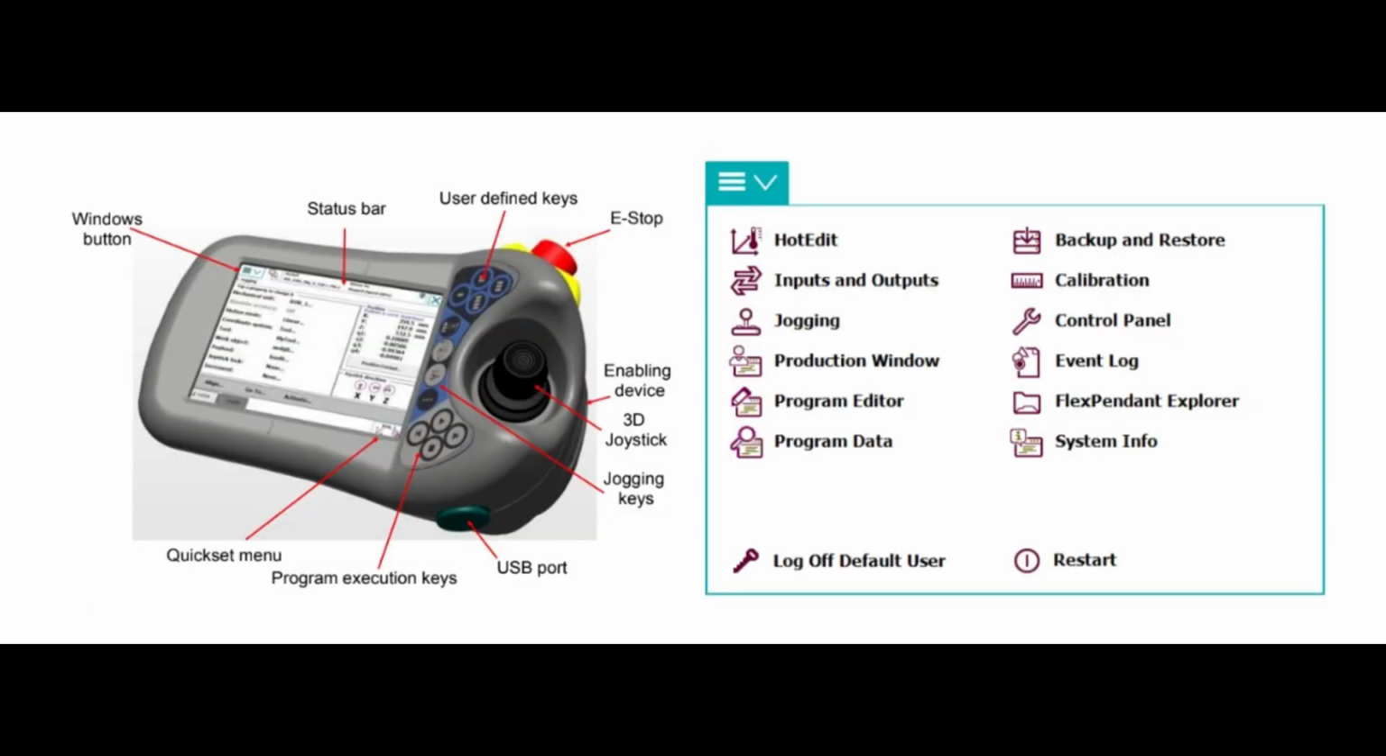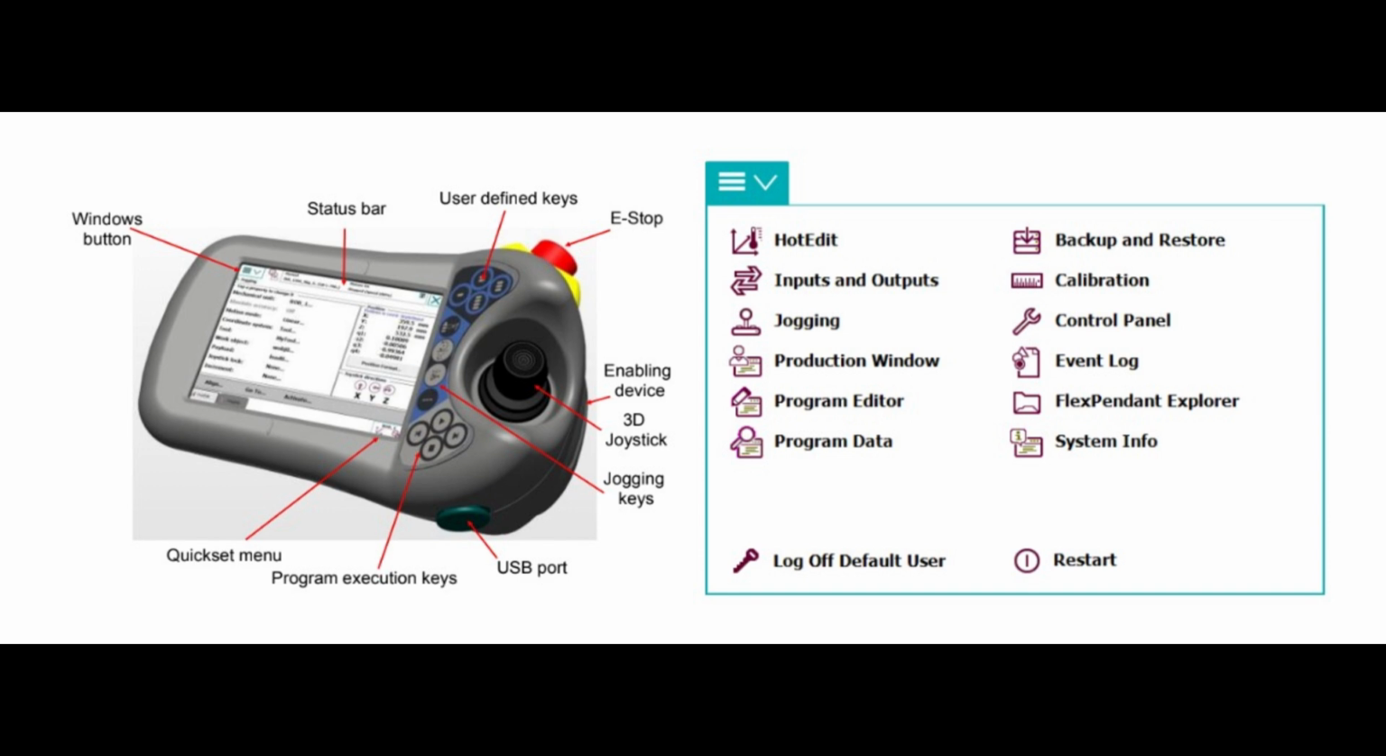Robot control menu. A robot, after being set up by a trainer, utilizes 4 primary menus for operation. Jogging. This mode allows for manual, incremental control of the robot's movement. Production window. This is where pre-programmed automation routines are executed. Program editor. This is used to create and modify programs that control the robot's actions. Program data. This stores various robot parameters and settings.